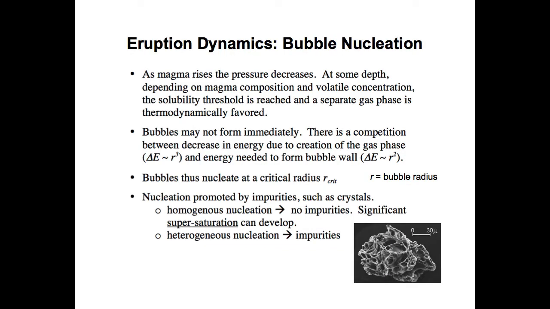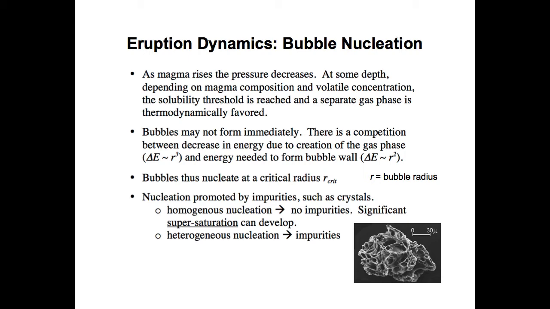So it's all in the bubbles. Explosive eruptions is really all about bubbles. And we learned that there are volatile constituents, such as water and carbon dioxide, that at high pressure are dissolved within the magma. But as the magma rises, the pressure decreases, and at some point, depending on the composition of the magma, how much water, how much CO2 is dissolved, we reach the solubility threshold, and a separate gas phase would thermodynamically be favored to form.